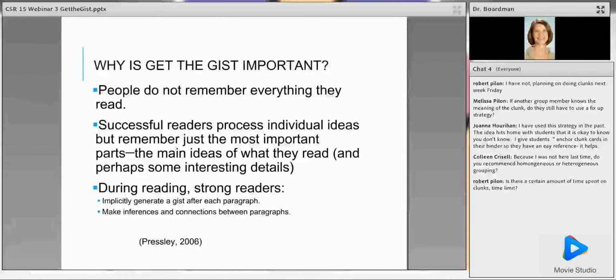Why is it important? Well, even great readers don't remember everything they read. And in fact, successful readers process individual ideas, but remember just the most important parts or the main ideas of what they read. And they also might remember a few of the interesting details. During reading, strong readers implicitly generate a gist after each paragraph. They may not even be aware of this. And then they make inferences and connections between the paragraphs.